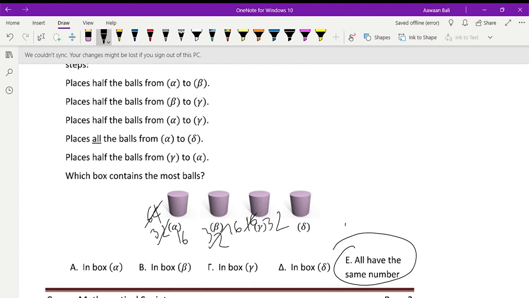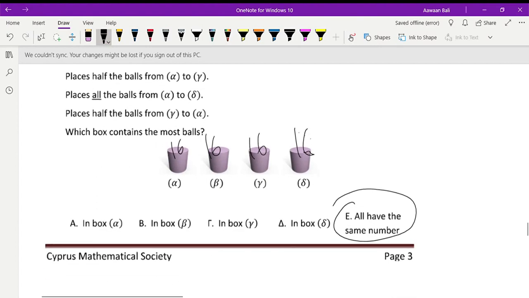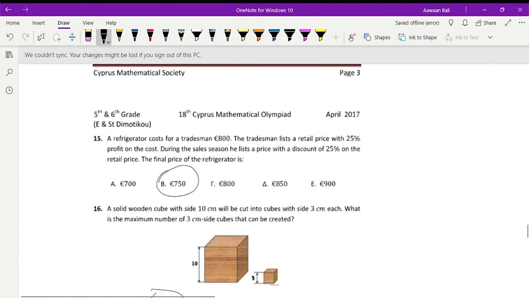Place all the balls from alpha to delta. So there's no more here, and 16 will go here. And now place half the balls from gamma to alpha. So there'd be 16 here, 16 here, 16 here, and 16 here. So basically, which box contains the most balls? Since all of them are 16, we can say the answer is option eta. They all have the same number.